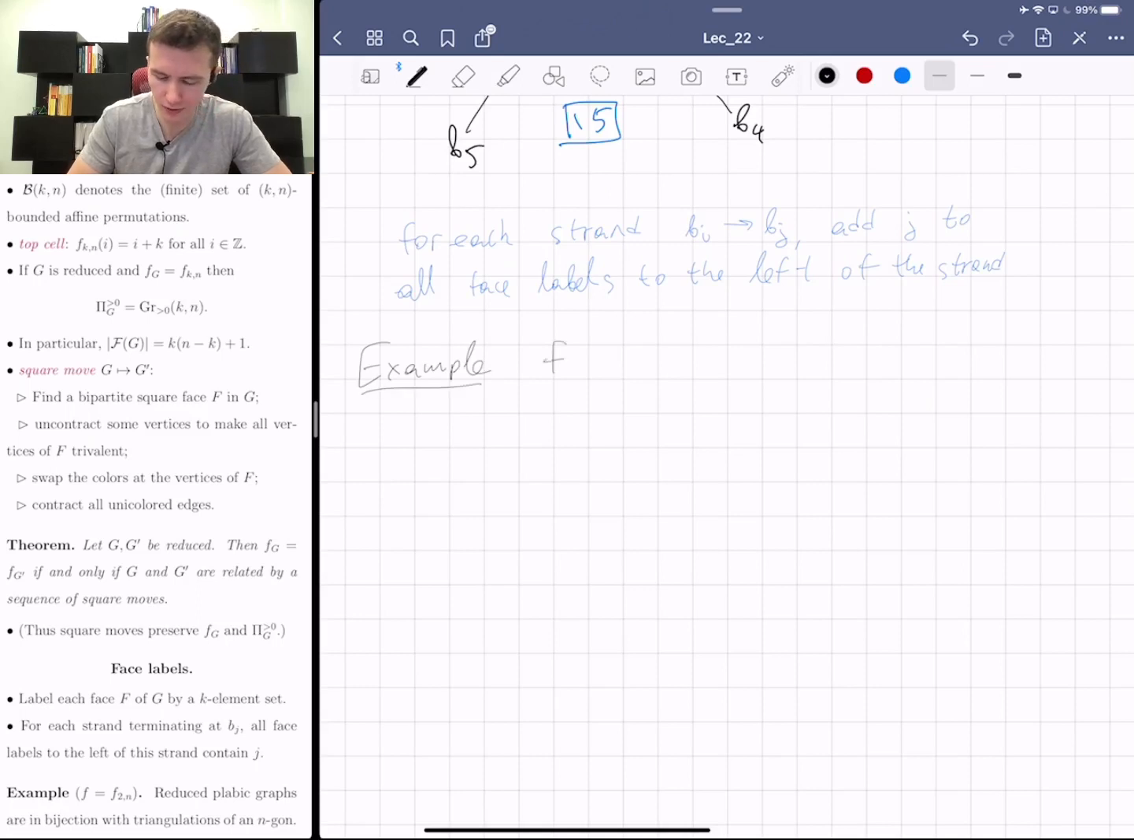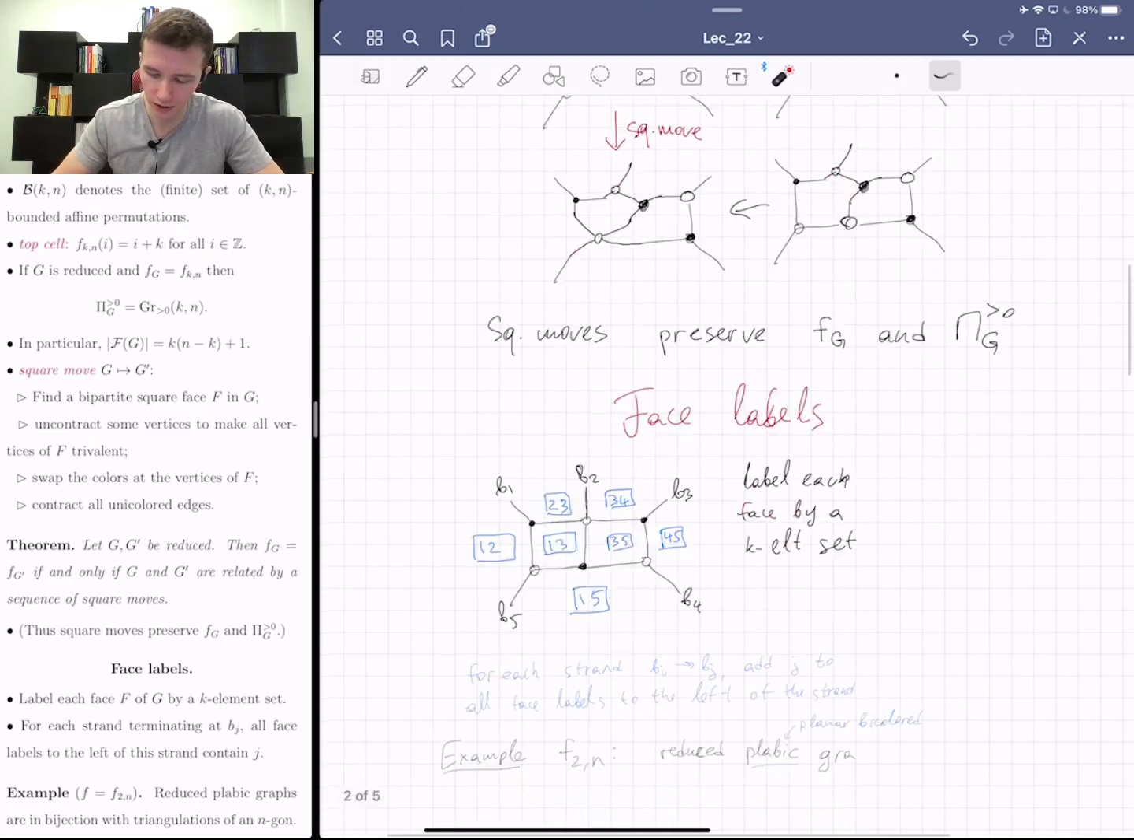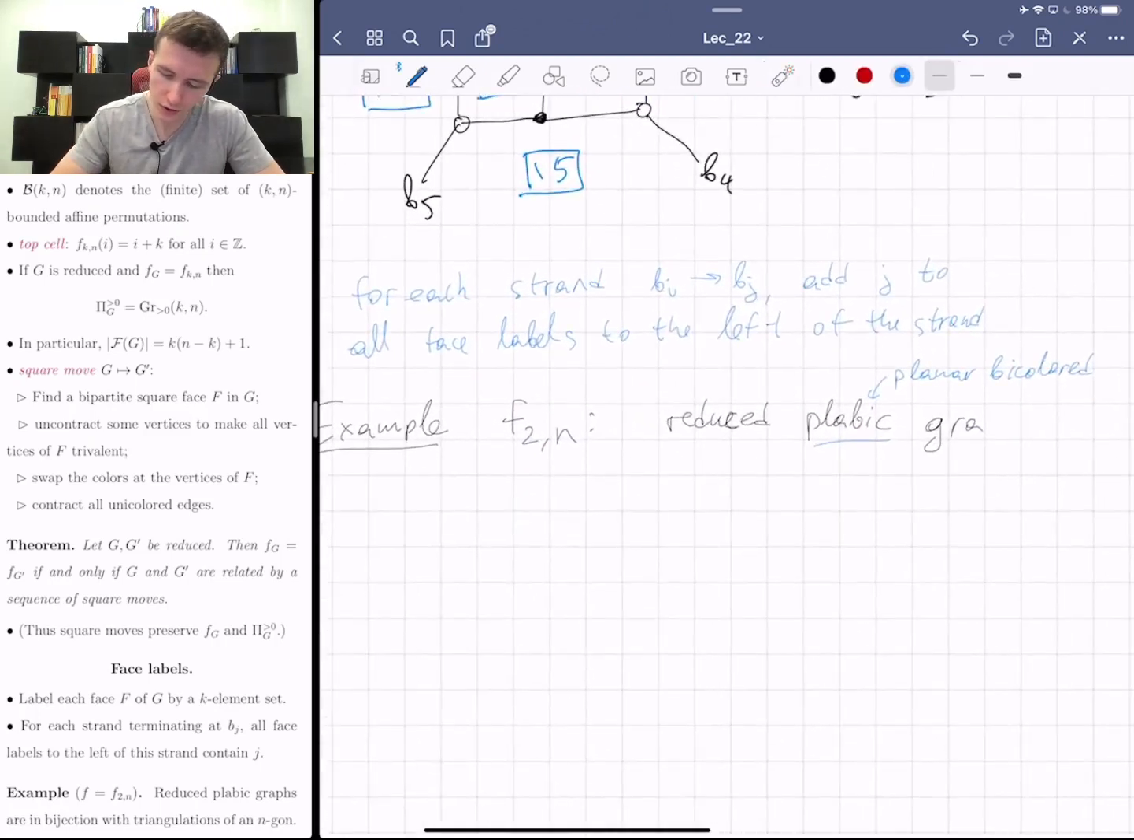So yes, example, when you take the top cell for the permutation f2, n, then the reduced plabic graph. Did I use the word plabic before, or is it the first time I'm using it? Used it before. Thank you. Reduced plabic. I thought I used planar bipartite, but plabic means planar bicolored. It's not quite bipartite because sometimes people allow edges which connect unicolored vertices. But for the dimer model, we forbid that to happen.